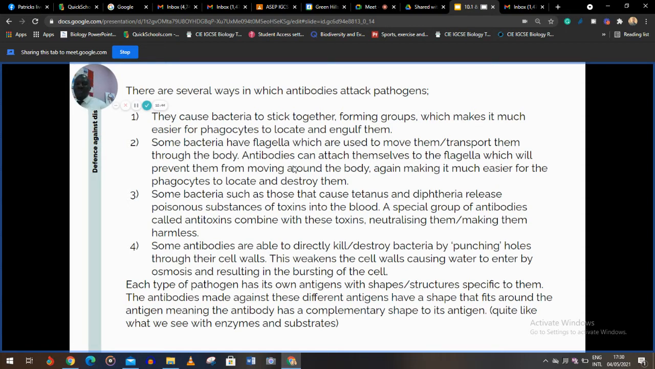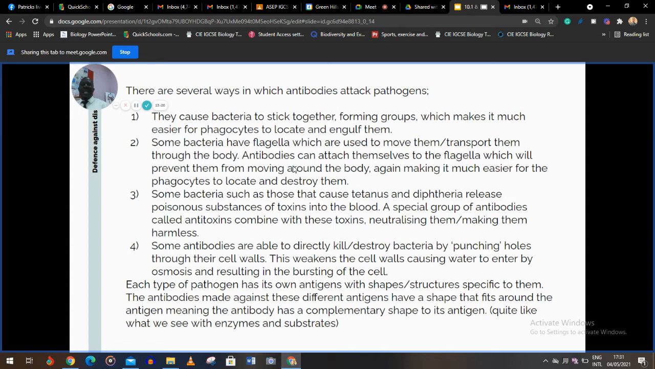Then some antibodies are able to directly destroy bacteria by punching holes through their cell walls. Most of these antibodies have stinging abilities. They will come and sting that pathogen and create holes, which will later absorb water and cause the pathogen to burst open. That way, the body is defending you against these diseases, against these infections. Now, some antibodies are able to directly kill.